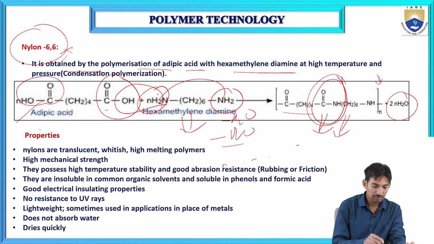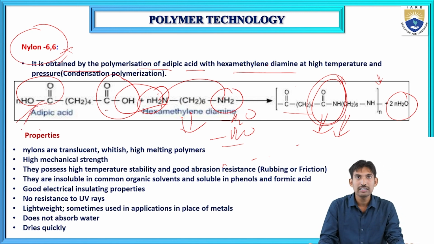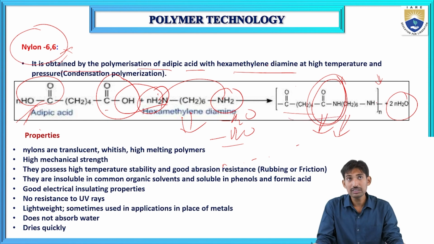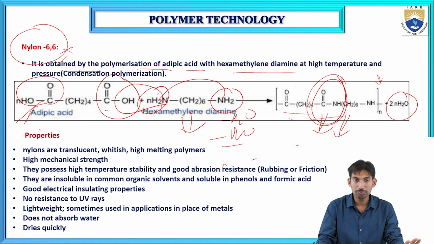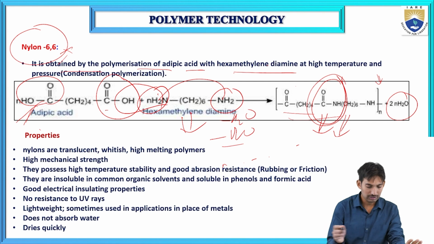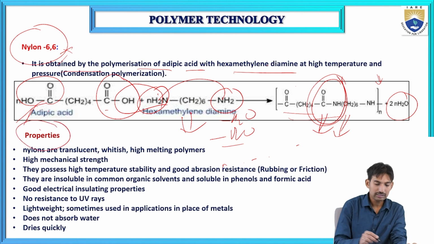What are the monomers? Adipic acid and hexamethylene diamine. Adipic acid contains carboxylic acid functional groups, and hexamethylene diamine contains amine functional groups. These two monomers undergo condensation polymerization at high temperature and pressure. It forms nylon 6,6 with a new functional group, the amide functional group. The byproduct is water.